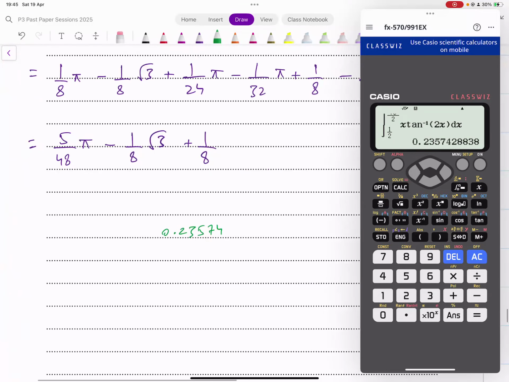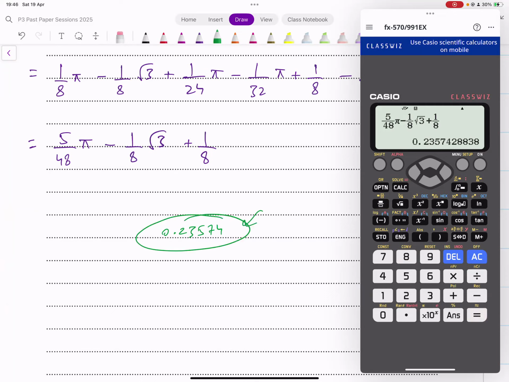Now, what you do is you input this thing on your calculator. What you are getting, 5 over 48 times pi minus 1 over 8 times under root 3 plus 1 over 8, and see what that gives you. This is also giving you the same result. That means this is correct.